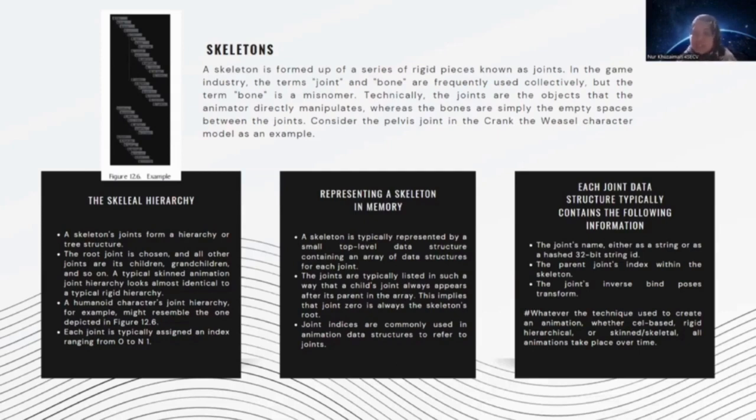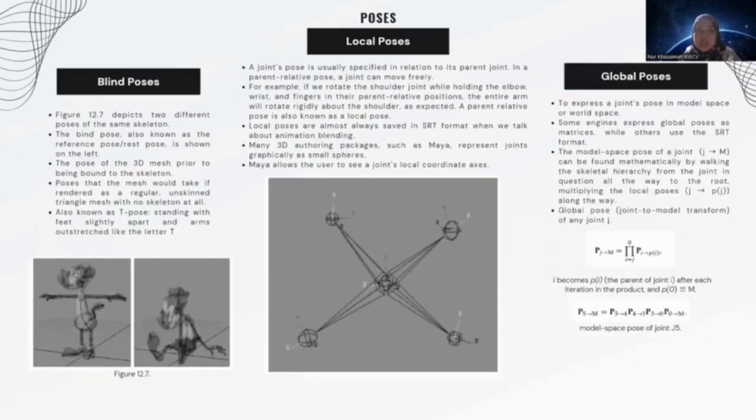There are 3 fields for each joint data structure. The first is the joint's name, as a string or a hashed 32-bit string ID. Second is the parent joint's index within the skeleton. Third, the joint's inverse bind pose transform. In this game design, we have 3 poses, which are the bind pose, local pose, and global pose. So what is the bind pose? As you can see in figure 12.7, there is a T pose and the bind pose. The bind pose is known as the reference pose or rest pose.